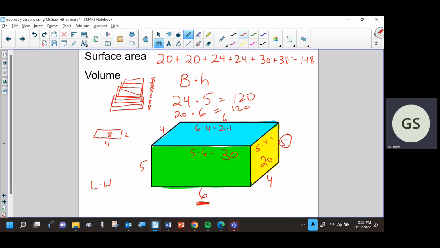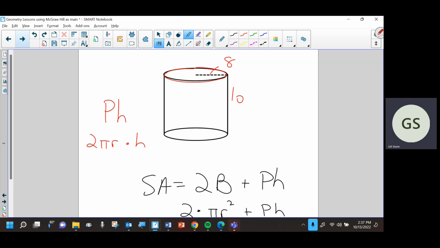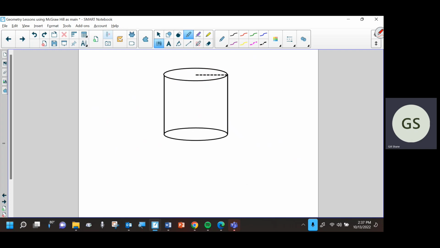The last thing I'll mention has to do with a cylinder. We'll just move on. I think I have a picture of a cylinder. So if we have this particular cylinder, the base would be this bottom and this top. That would be the base. The height would be this side right here.